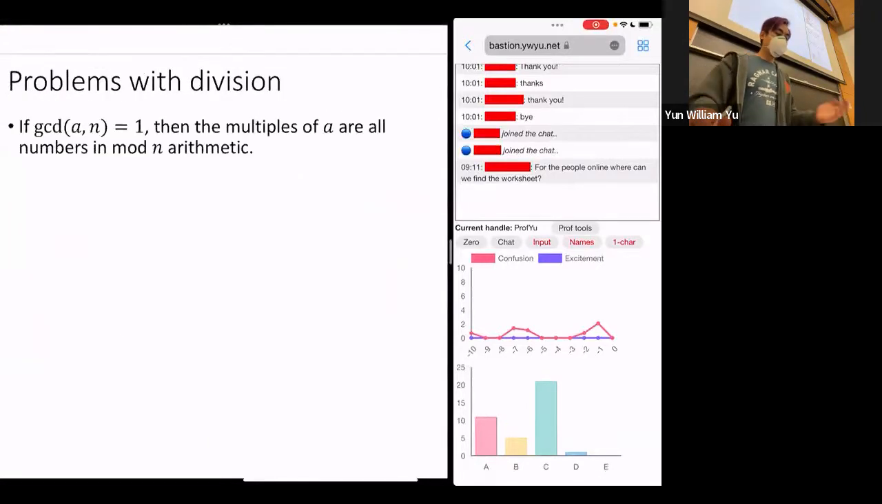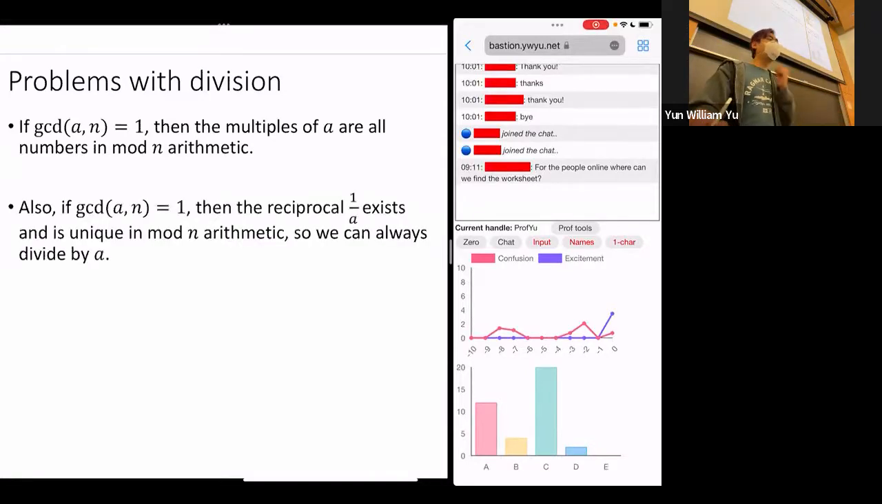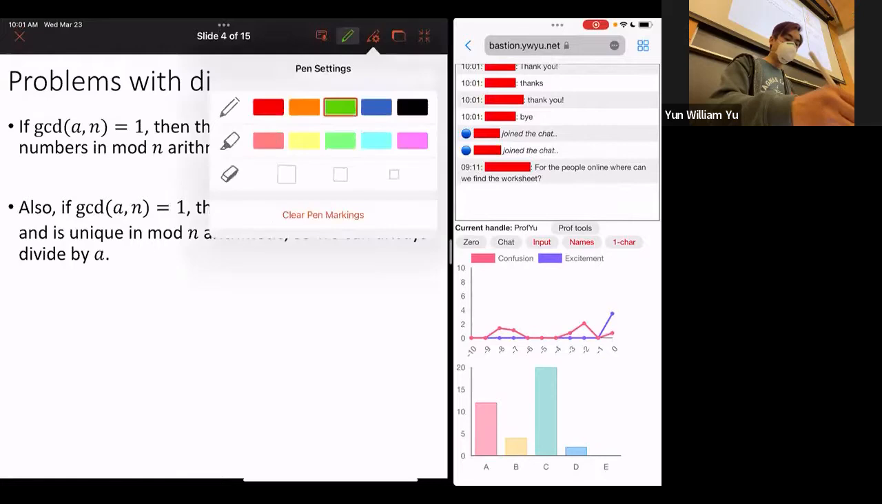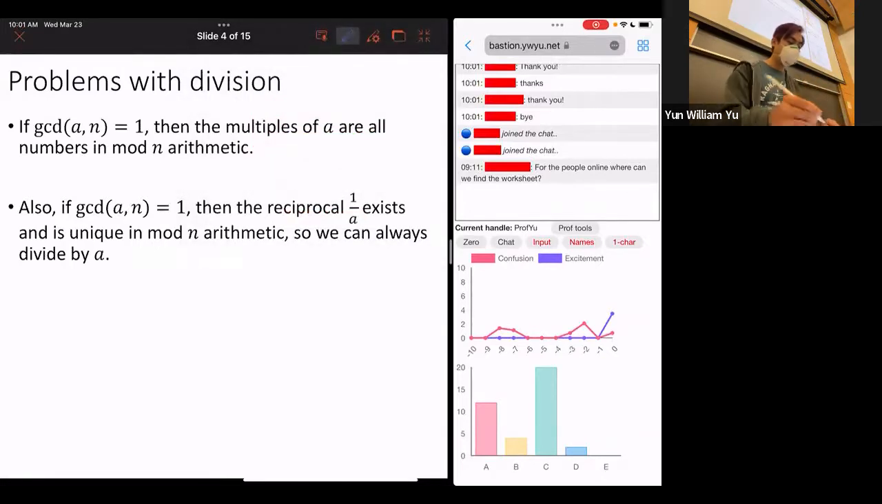Well, notice that if the greatest common divisor of a and n is equal to 1, then the multiples of a are all the numbers in mod n arithmetic. So that's something we've shown for a while. Also, we know that the greatest common divisor is equal to 1, and the reciprocal 1 over a exists and is unique in mod n arithmetic. So we can always divide by a. So for example, 1 over 3 mod 8 exists, but 1 over 2 mod 8 doesn't.